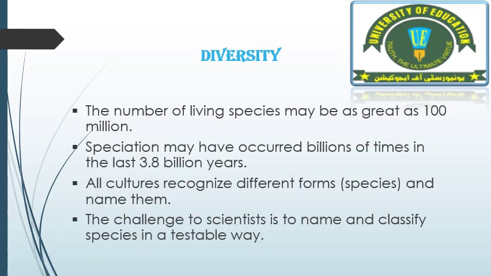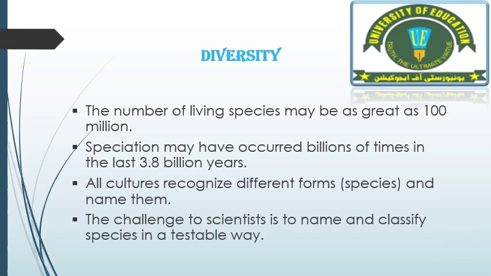Diversity. The number of living species may be as great as 100 million. Speciation may have occurred billions of times in the last 3.8 billion years. It shows that we have a very diverse variety of animals throughout the time. Since we have a very long list, billions of animals, it was very important to classify all of the animals into different groups, so that it will be easy to identify and to study a specific animal or specific organism. Here I have mentioned a term speciation.